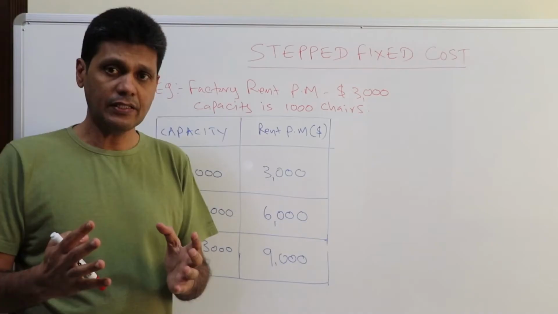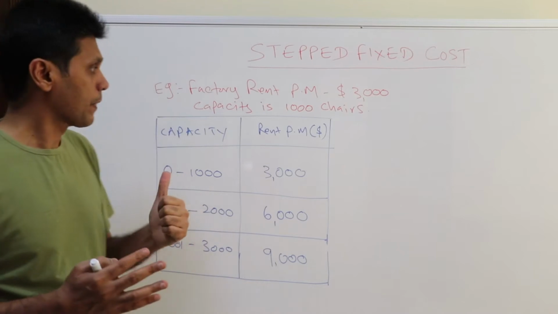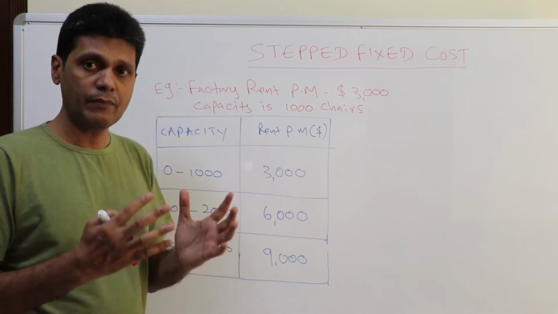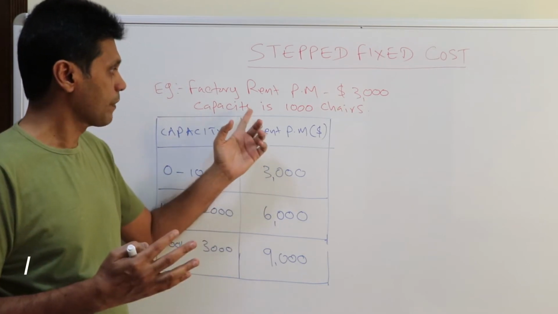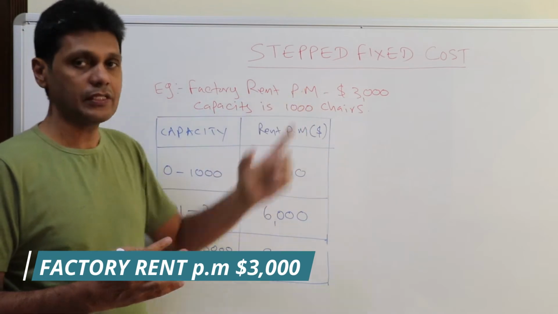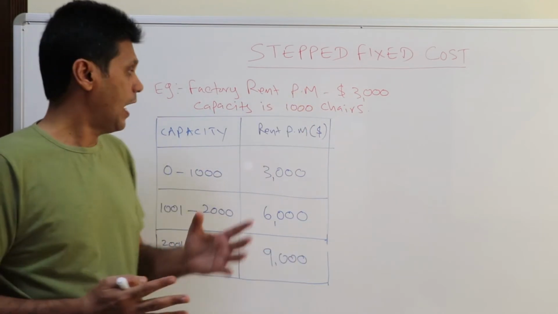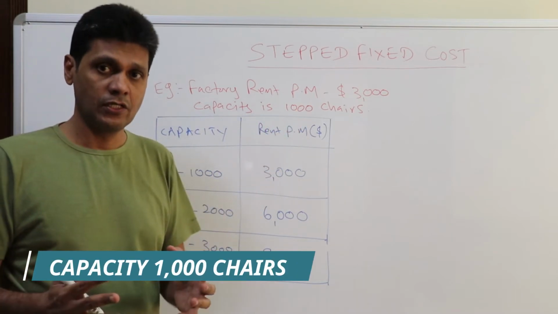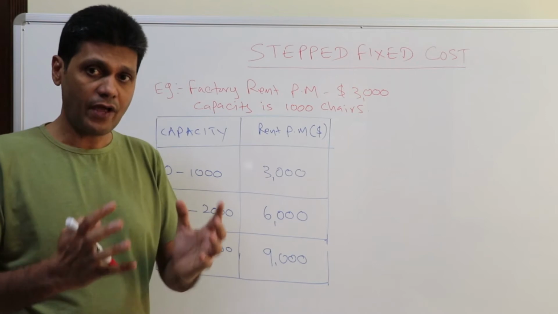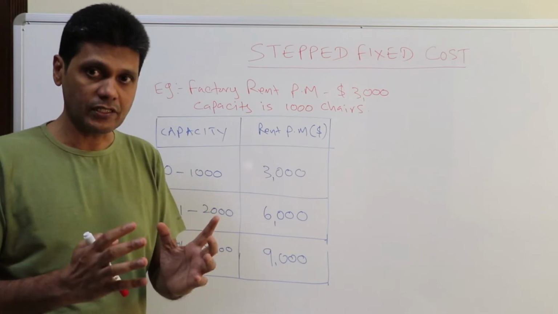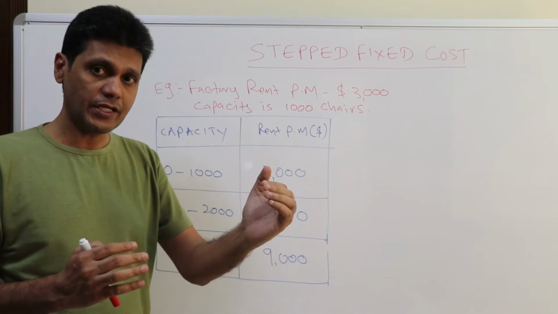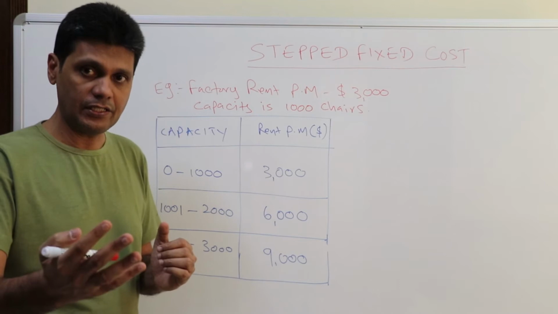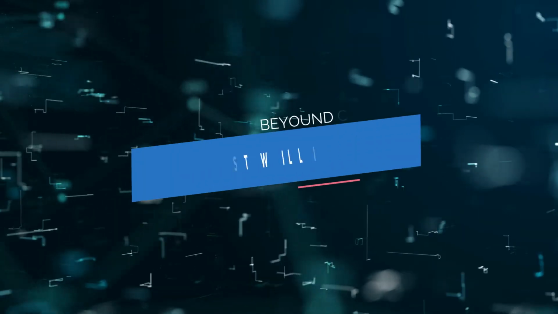In order to explain this, let me take an example. Now there is a manufacturing plant. That particular company manufactures steel chairs, and the factory rent per month is $3,000, and the factory can produce up to 1,000 chairs. So the capacity of that factory is 1,000 chairs. Over and above 1,000 chairs, the company will have to rent out another facility, so the cost will increase.